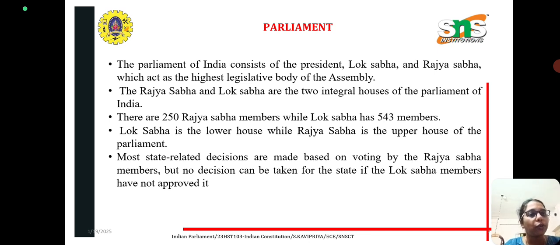There are totally 250 Rajya Sabha members while Lok Sabha has 543 members. Lok Sabha has more power when compared to the Rajya Sabha. So most state-related decisions are made by voting in the Rajya Sabha. But no decision can be taken for the state if Lok Sabha members have not approved it.